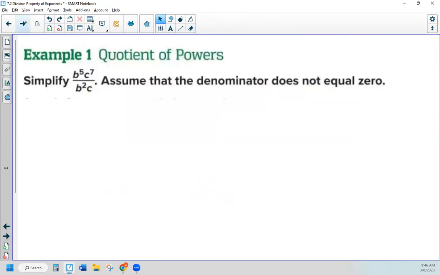All right, let's go ahead and do the first example so we can see how simple this is. We have b to the 5th power, c to the 7th power, they're multiplying, and we have it divided by b to the 2nd power times c.